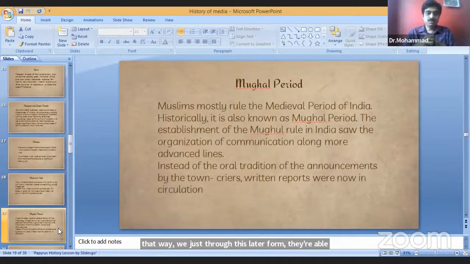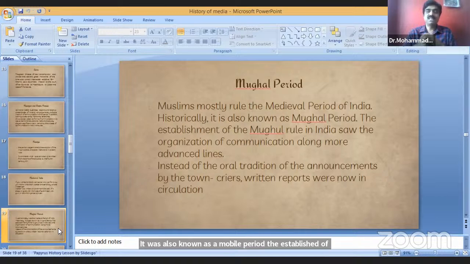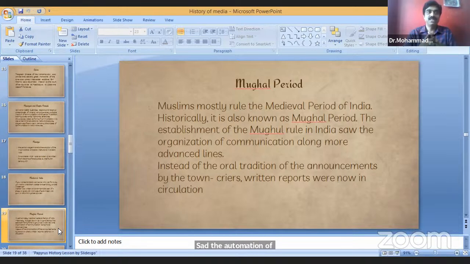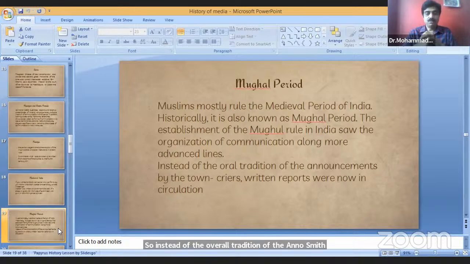Muslims ruled the medieval period of India, so historically it was also known as the Mughal period. The establishment of Mughal rule in India saw the organization of communication along more advanced lines. Information was improved a little bit in the Mughal period. Instead of the oral tradition of announcements by town criers, written reports were now in circulation.